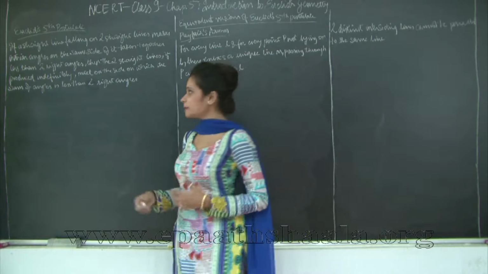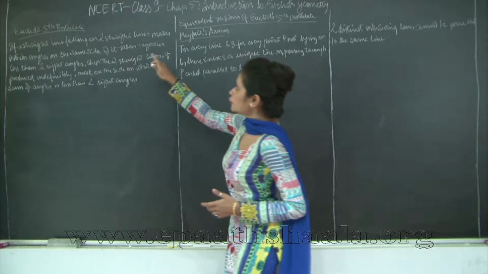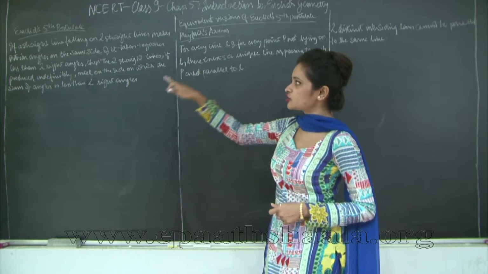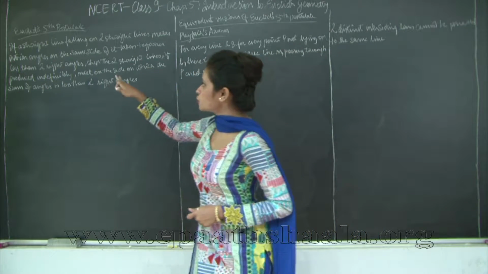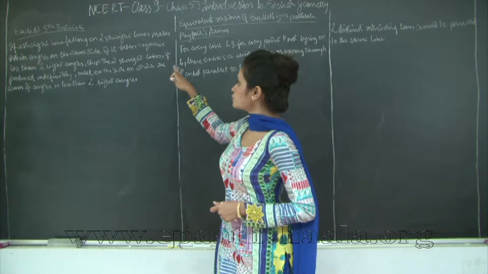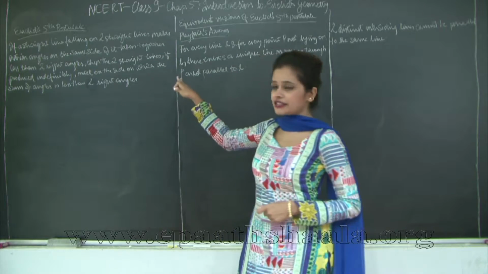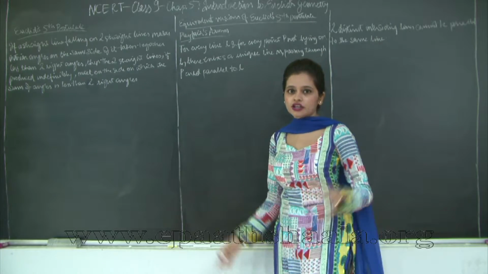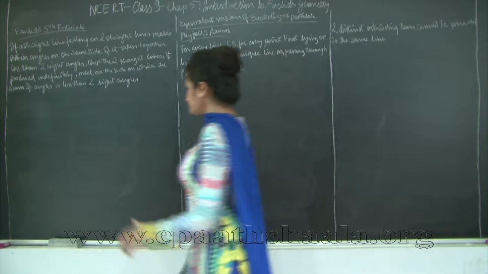Let us revise it. If a straight line falling on 2 straight lines makes interior angles on the same side of it taken together less than 2 right angles, then the 2 straight lines, if produced indefinitely, meet on the side on which the sum of angles is less than 2 right angles. So, let us draw this and understand.